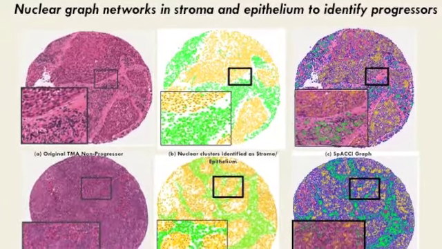So the question we asked here was, again, are there features that we can glean from the image data that could tell us which patients were going to have good prognosis, and which patients were going to metastasize and have progression? So we took a slightly different approach here.